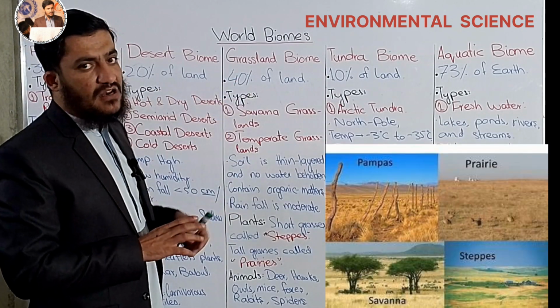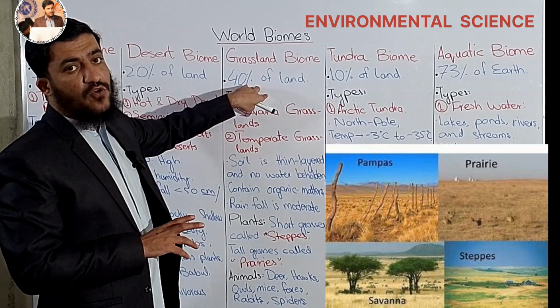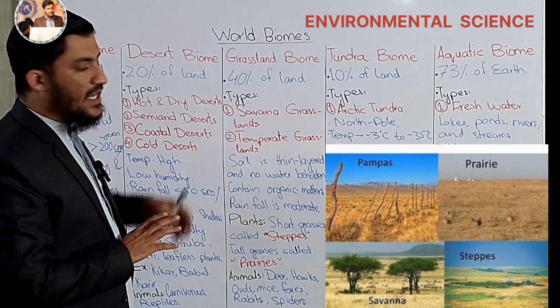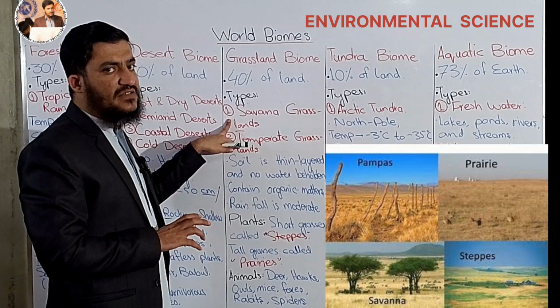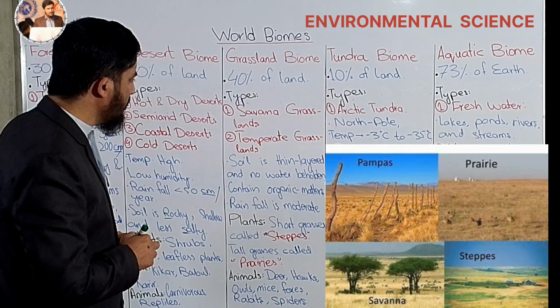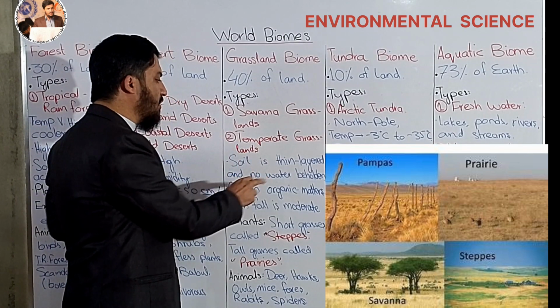Then come the grassland biomes. 40% of the total land is occupied by the grasslands. There are two types of grasslands: the savanna grasslands and temperate grasslands. The soil over here is thin layered and does not hold water.